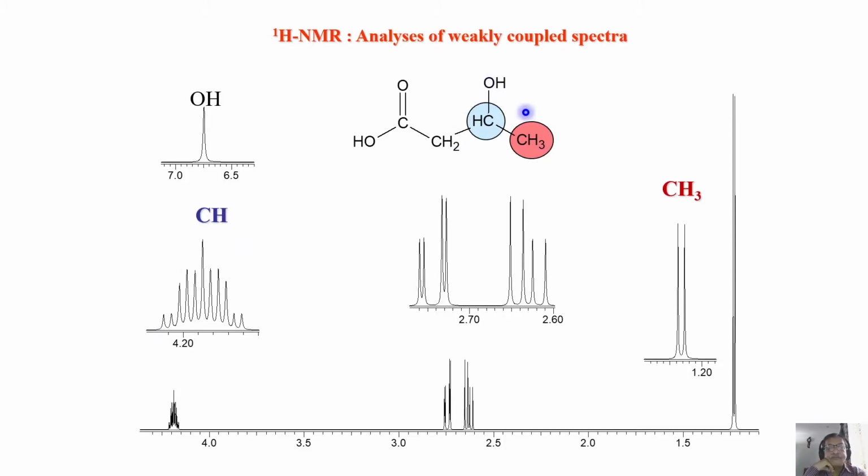Why does it come? If you carefully see, this CH experiences coupling with CH3 protons, and it has to be a quartet. Apply the 2nI plus 1 rule. This CH, because of CH3, will be a quartet of intensity 1331. Now, in addition to that, this experiences coupling with this CH2. Another interesting thing. Because of that, this is going to be a complex pattern.